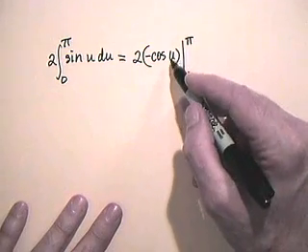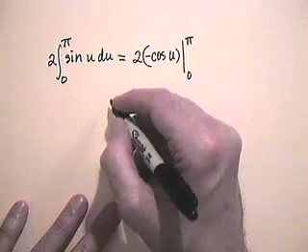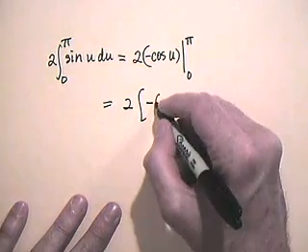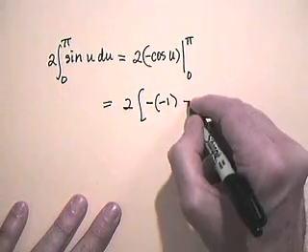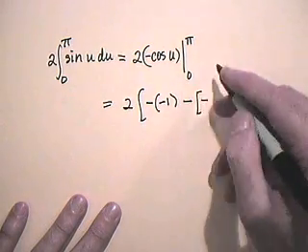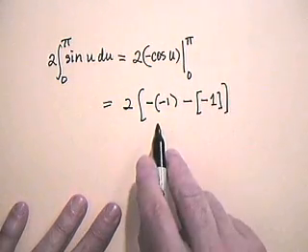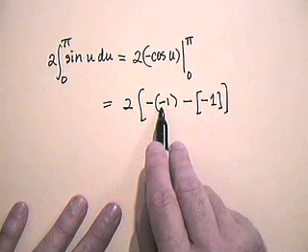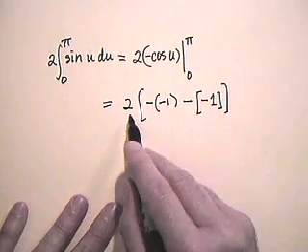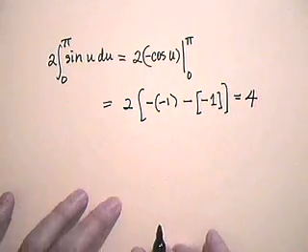Well, the cosine of pi is -1. The cosine of 0 is +1. So we'll have 2 times negative cosine pi, that's -1, minus the negative of cosine of 0, which is 1. You have to be careful with these minus signs, but look what we have. Negative, negative, positive: positive 1. Negative, negative, another positive 1. So we have 2 times 2, which is simply 4.